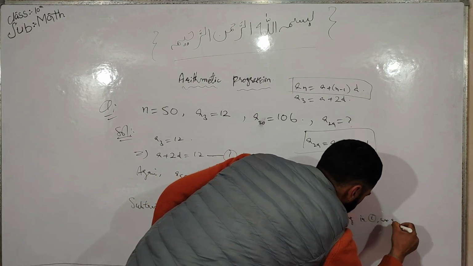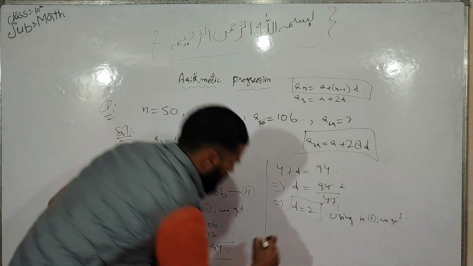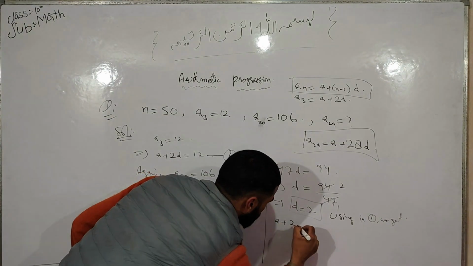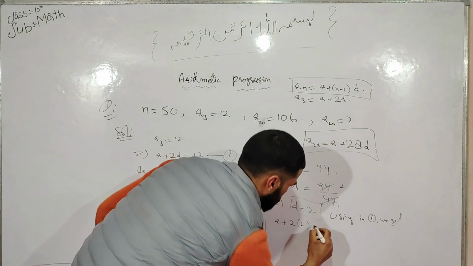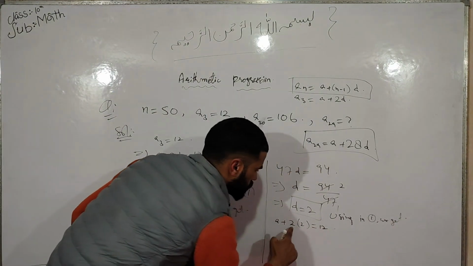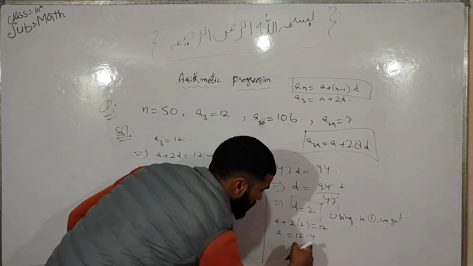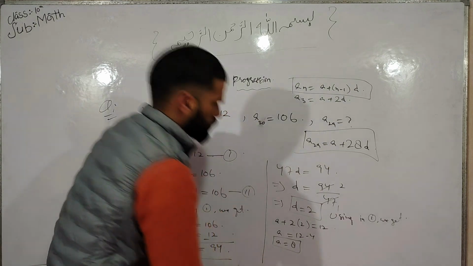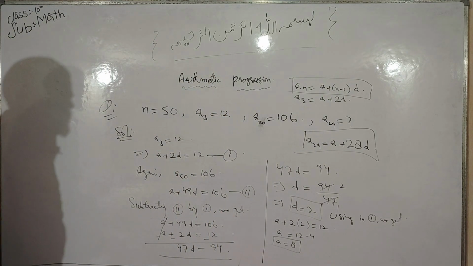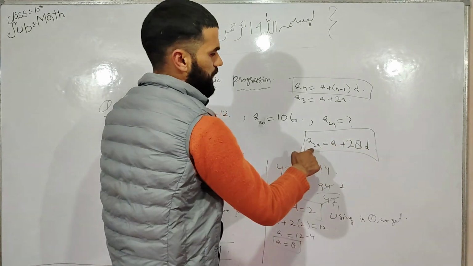So using it in the first, we get: when you use this d in the first, first is a plus 2d, but d is here 2, so this is 2 into 2, is equal to 12. So 2 twos are 4, so a is equal to 12 minus 4. So 12 minus 4, that is a is equal to 8. So a is 8 and d is 2. So using these two values in this equation, we get A29.